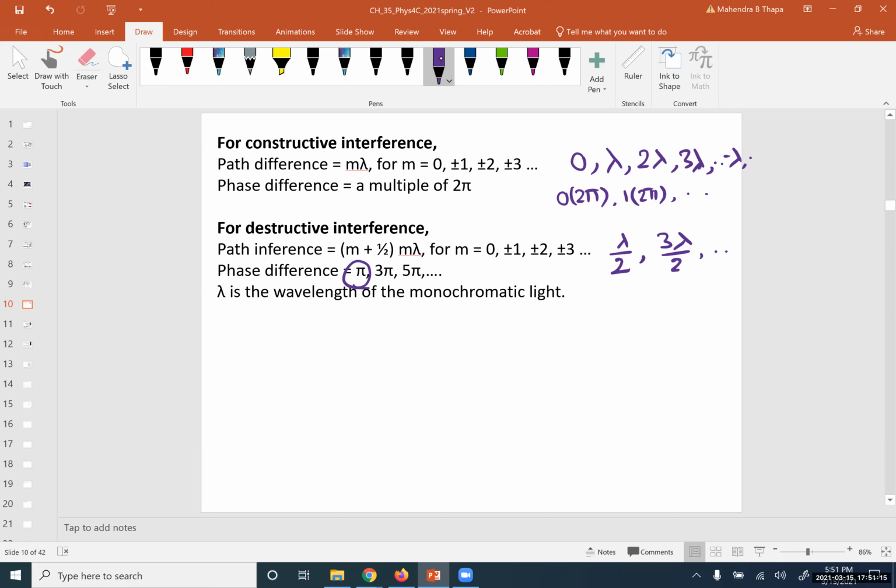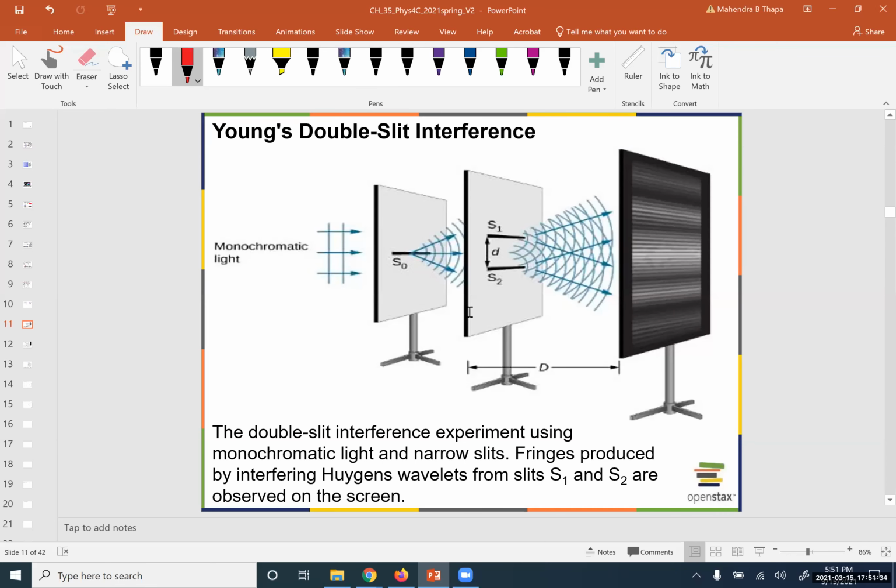This is the case where we get the destructive interference, and pi corresponds to path difference lambda over 2, phase difference 2 pi, and phase difference 3 pi corresponds to 3 lambda over 2. So this kind of equation will explain the constructive interference and the destructive interference.